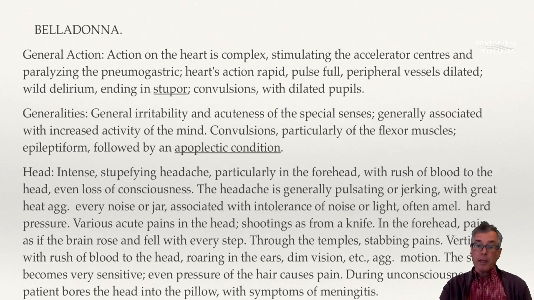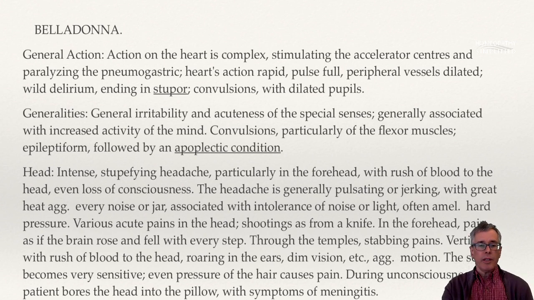Here's a little bit about belladonna. This is from Allen's Primer of Materia Medica. And what I wanted to put, it has the action on the heart. She has that fast heart rate. And then it always ends in stupor, all the conditions, convulsions, dilated pupils. And this is very much like the migraine state. And she has to lie down, which is, of course, not unusual for migraines.